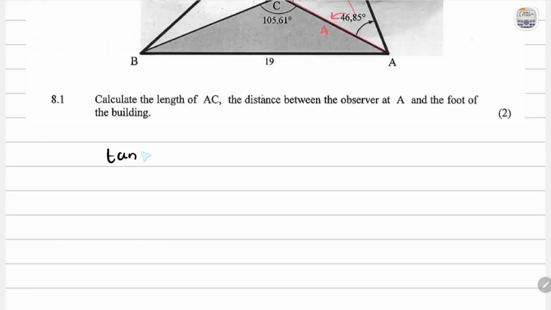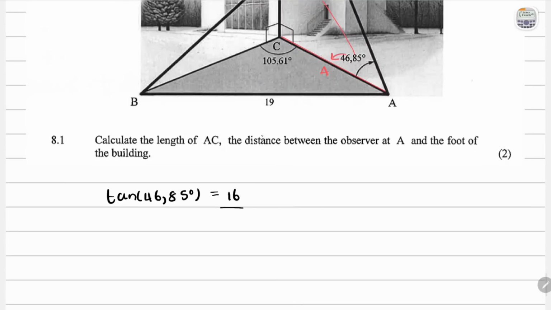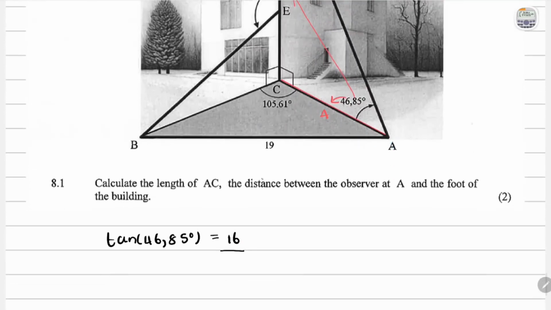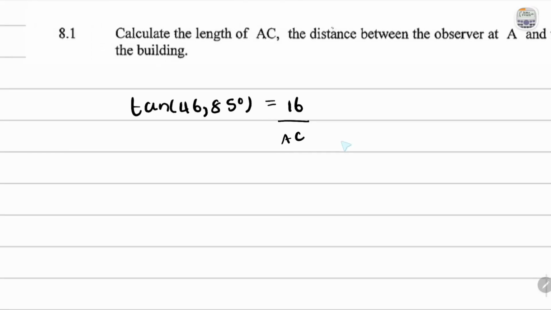So we say tan of our angle, which is 46.85 degrees, is equal to the opposite side, which is 16, over the adjacent side, which is AC, and that's what we're looking for. So all we have to do now is make AC the subject of this equation. You can do so by cross multiplying or by transposing.